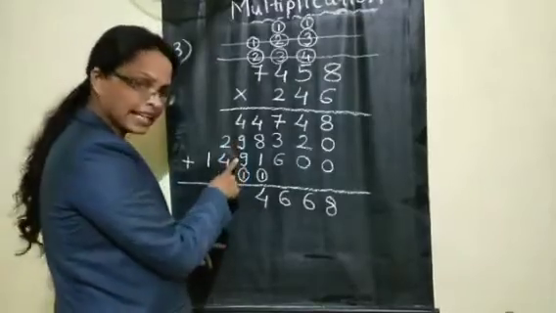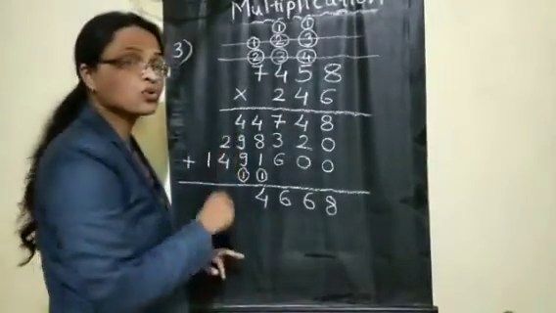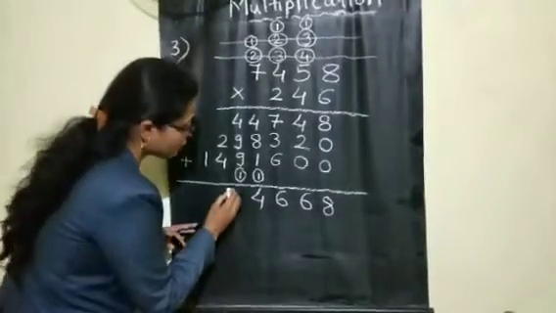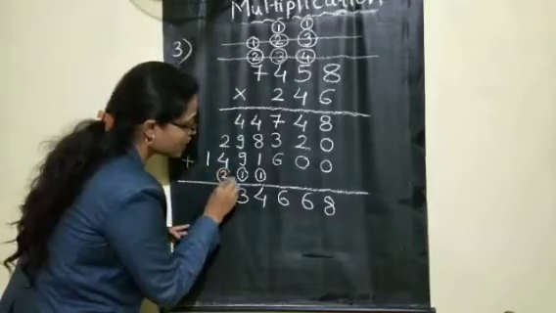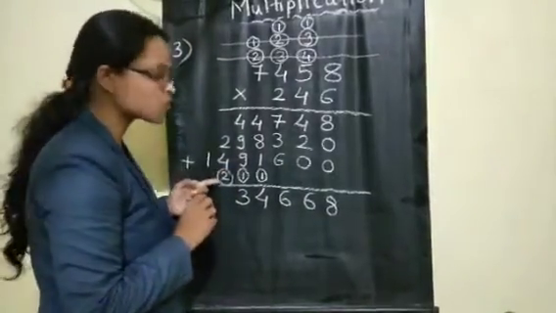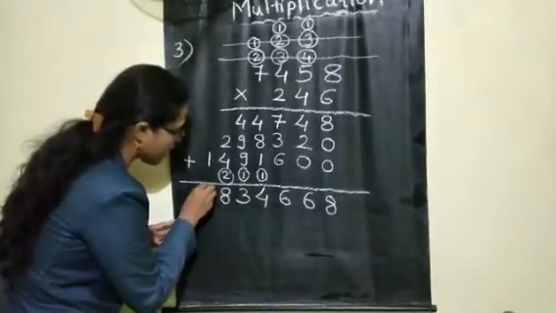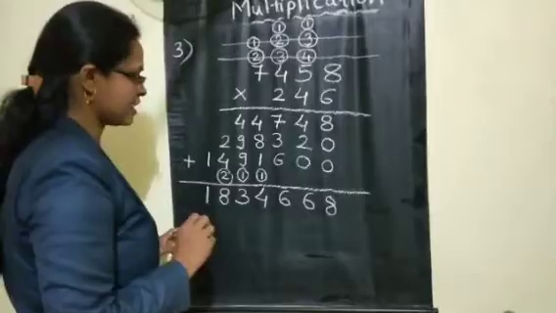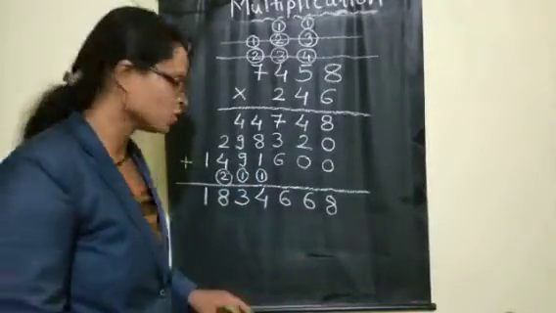9 plus 9, 18. 18 plus 1, 19. 19 plus 4, 23. From that 23, 3 you are writing down. 2 will carry forward to the next number now. 4 plus 2, 6 plus 2, 8. So you are writing 8 here. And 1 as it is will come downside. So here our addition calculation is also over, children.